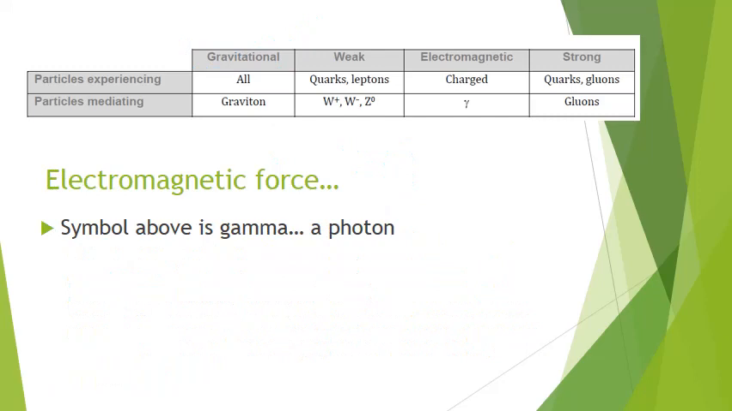Now, the other force that we want to definitely talk about is the electromagnetic force. The exchange particle is a photon. You have the gamma symbol here representing a photon, and that's the exchange particle with the electromagnetic force.